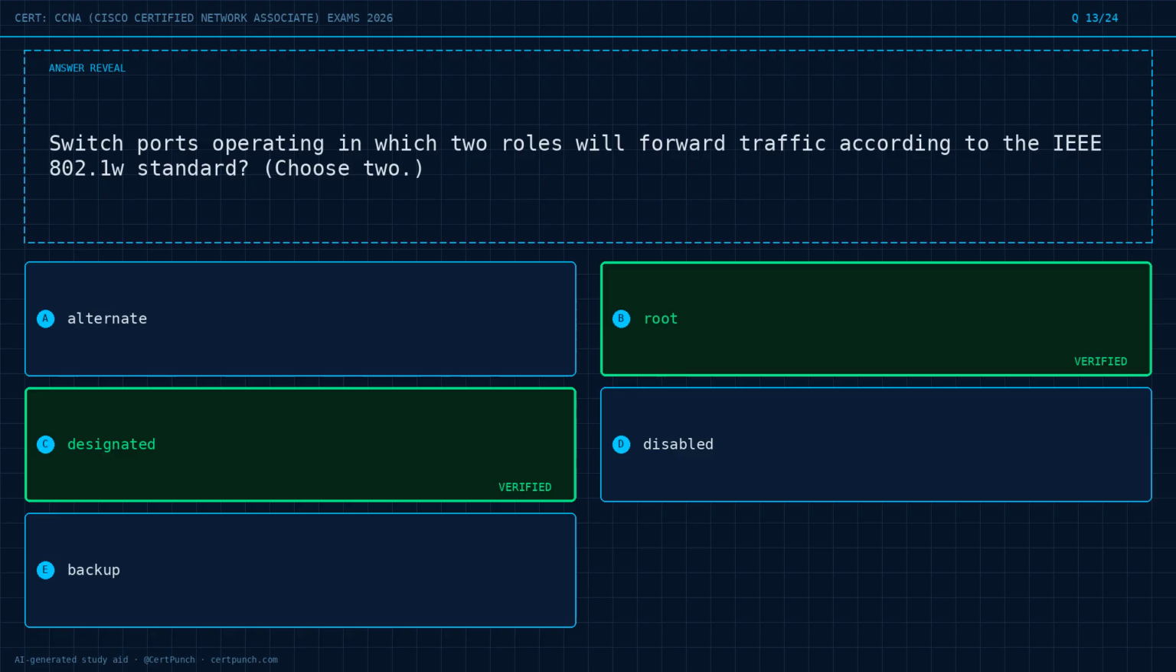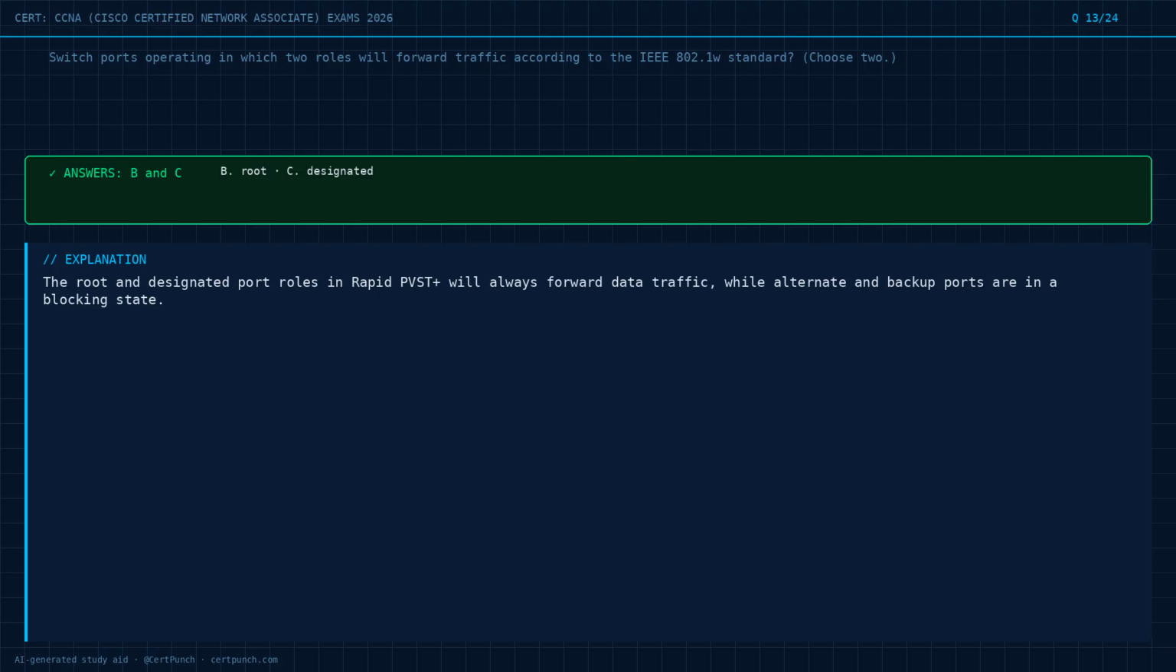The correct answers are options B and C. Exam logic. The root and designated port roles in Rapid PVST+ will always forward data traffic, while alternate and backup ports are in a blocking state.